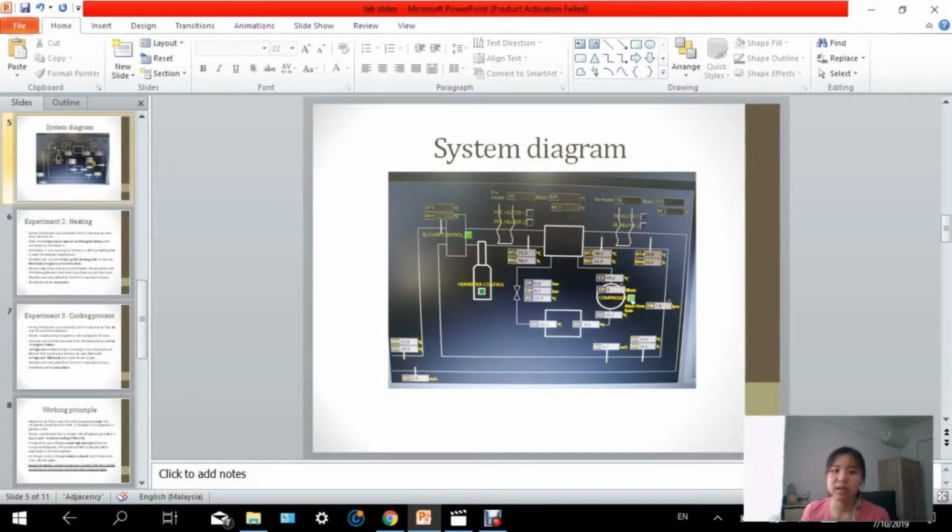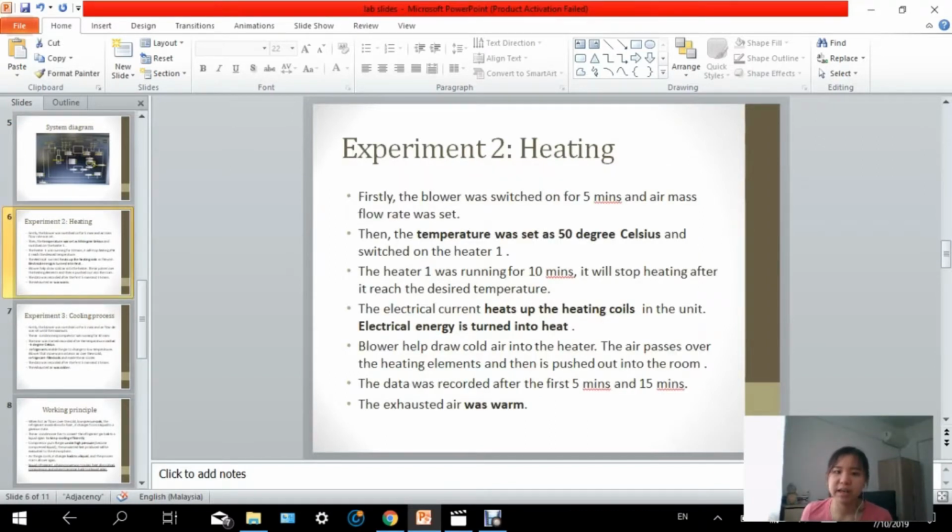How do we know whether it is switched off or switched on? We can see by the color. If the color is green, it means that it is turned on. If it isn't, then it is off. So next, we move to the heating experiment.